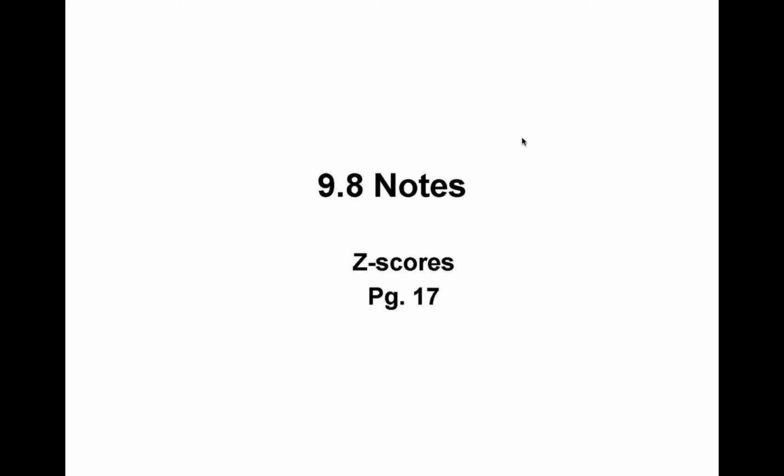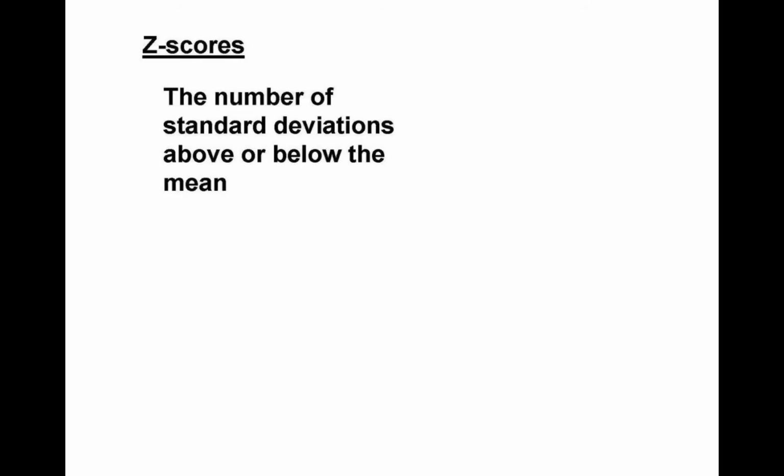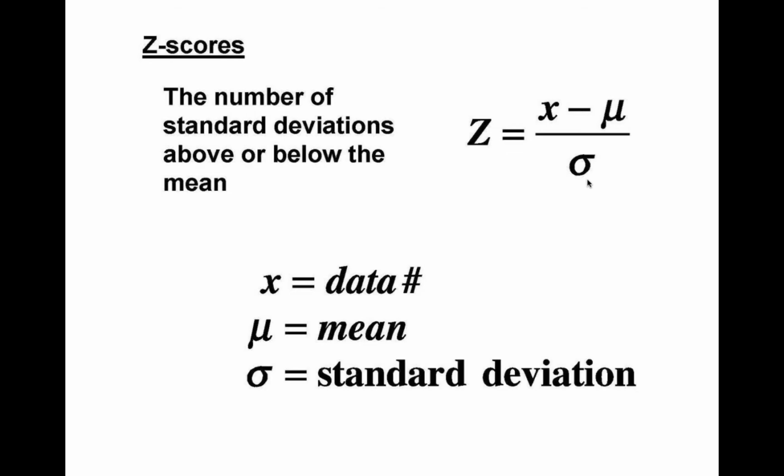All right, 9.8 notes, z-scores, page 17. We're going to use z-scores to compare placement in a normal set of data. So a z-score is the number of standard deviations above or below the mean. We use the formula z equals x minus mu over sigma, where x is the data number, mu is the population mean, and sigma is the standard deviation of the population.